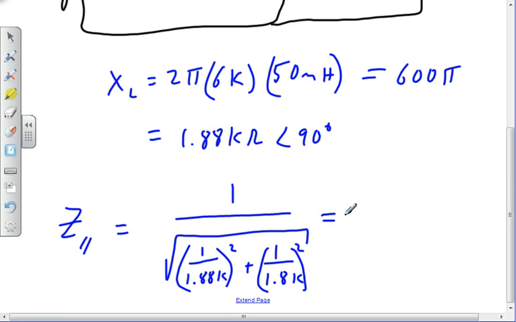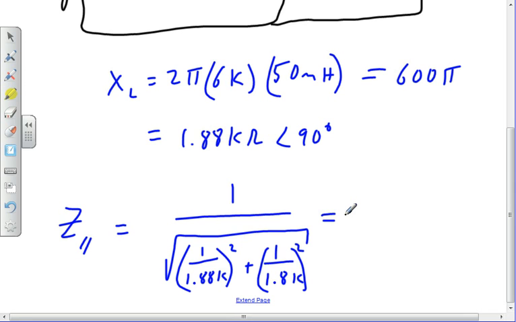Okay, that looks good enough to me. Okay, 1.88, 1 over squared plus 1.8, 1 over. Oh, bummer.